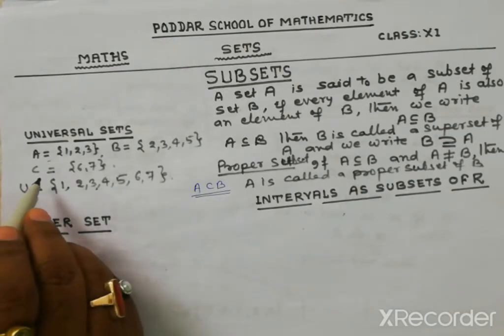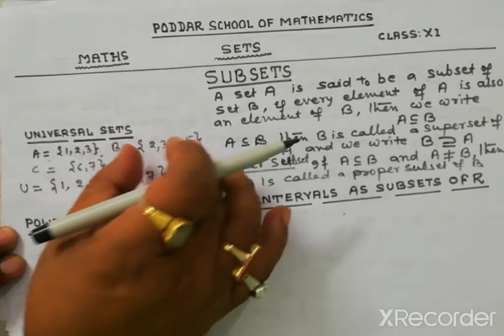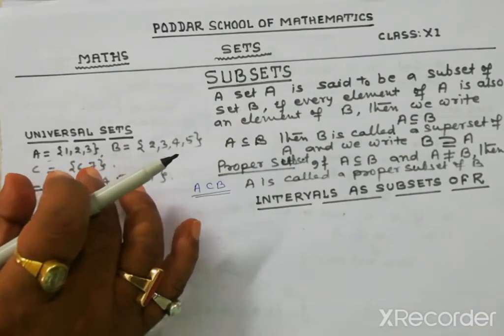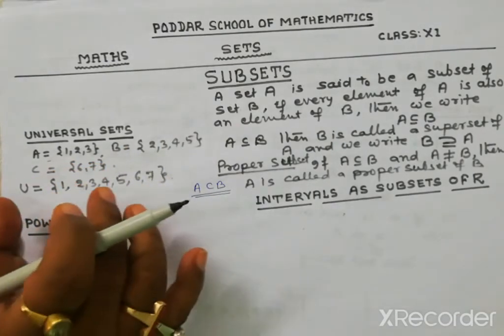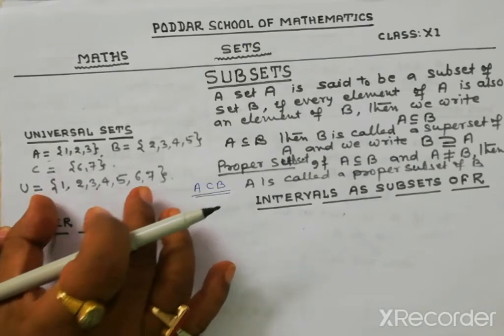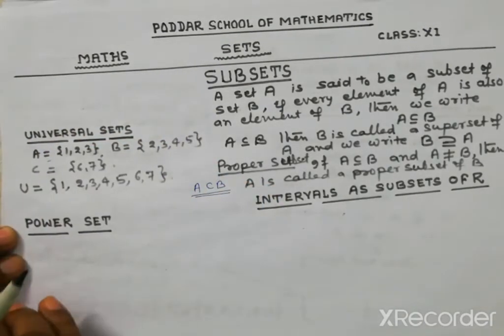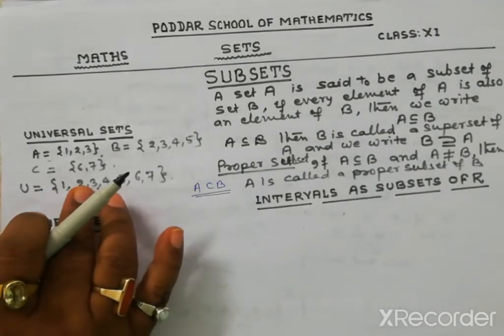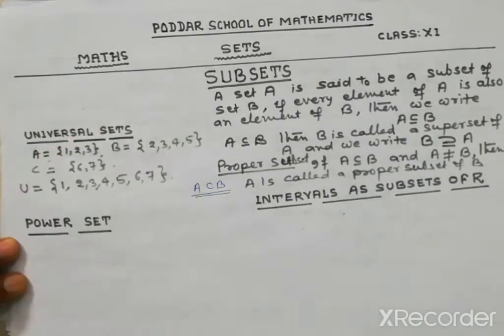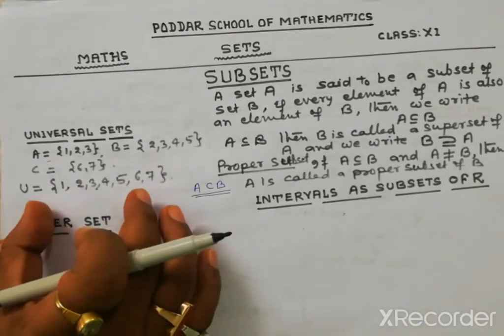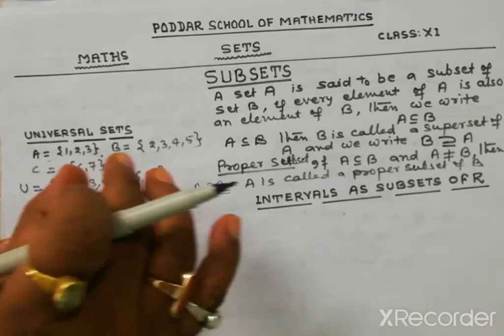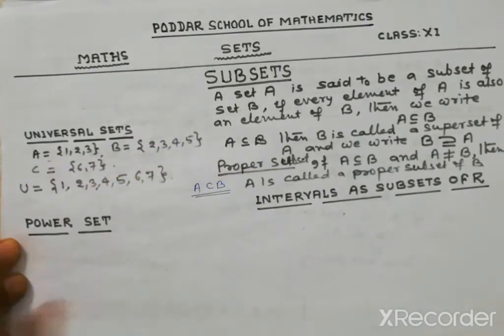So if there are some sets under consideration, we have collected some sets, then there happens to be a set which is a superset of each one of the given sets, then that set is known as the universal set of these sets. So universal set contains all those sets which are given in that context. I think it is clear what is universal set.